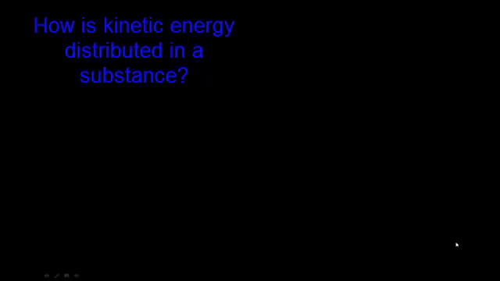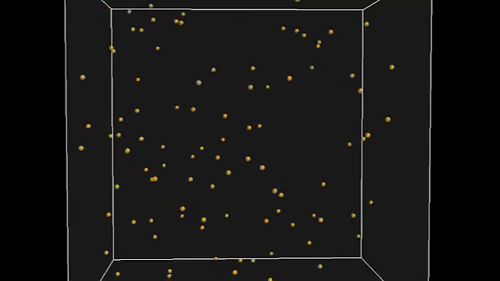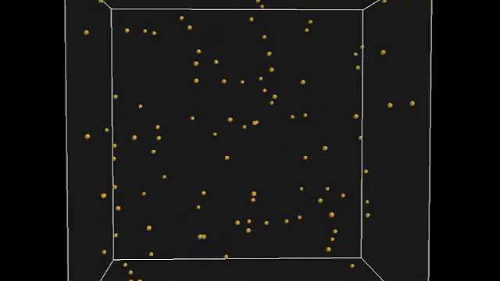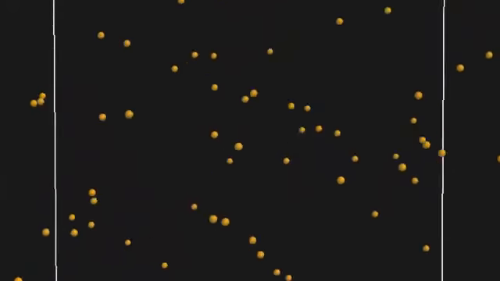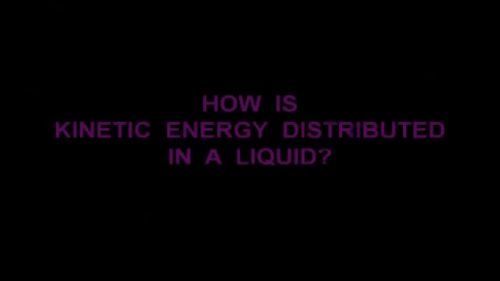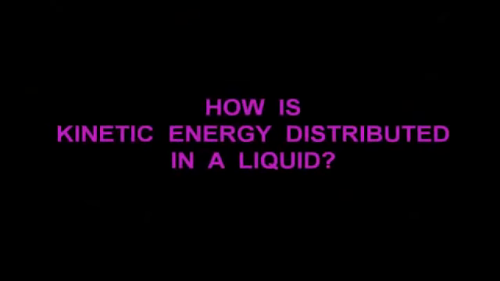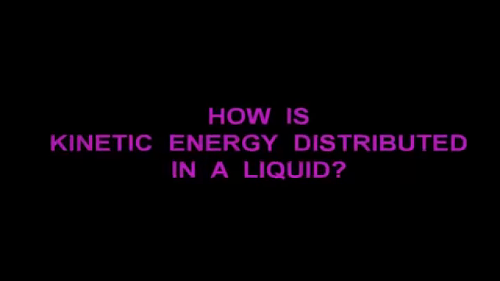of that information. And a good place to get started with kinetic energy graphs would be to look at the movement of gas particles. So here's a simulation of gas particles, and as you can see, not all of them have the same speed, so they don't have the same kinetic energy. There's a range of kinetic energies. So picture particles in a liquid. How would the kinetic energy be distributed?